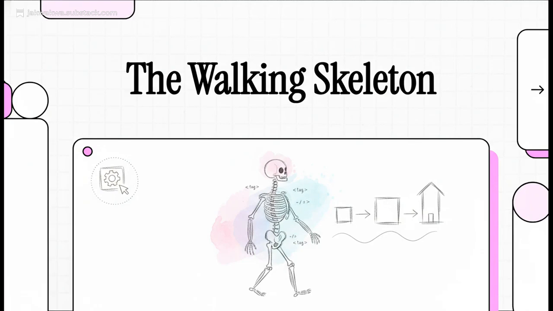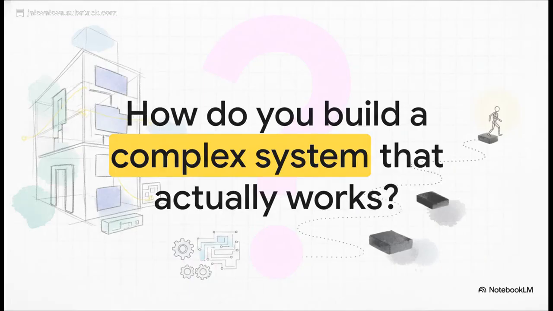Today, we're going to break down a really powerful way to build software that honestly feels a little backwards at first. It's called the walking skeleton. And the whole idea is that to build something really big and successful, you actually have to start incredibly small. So let's just get right to it.